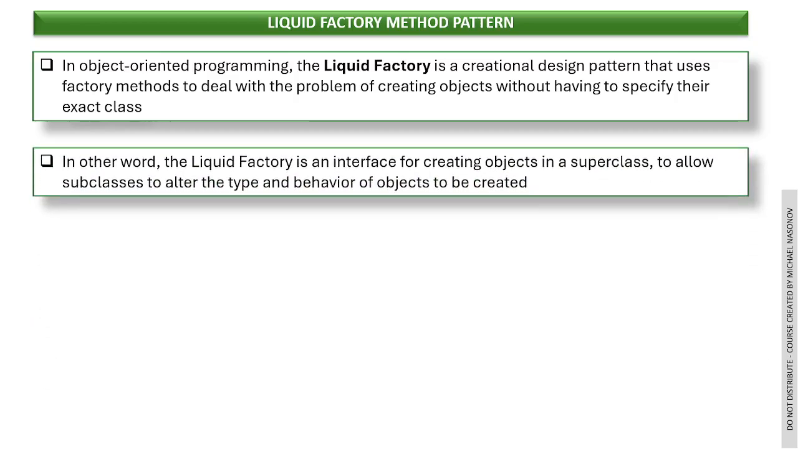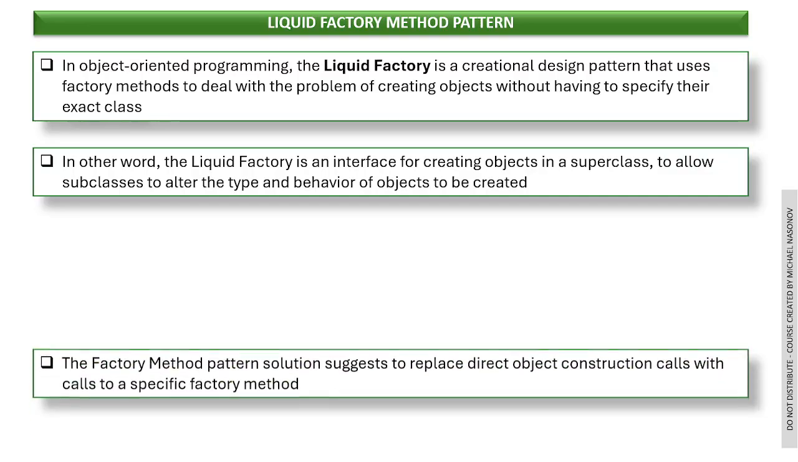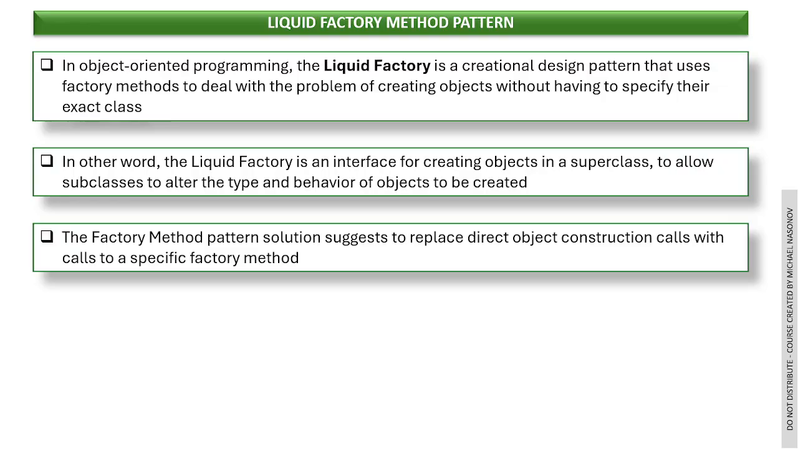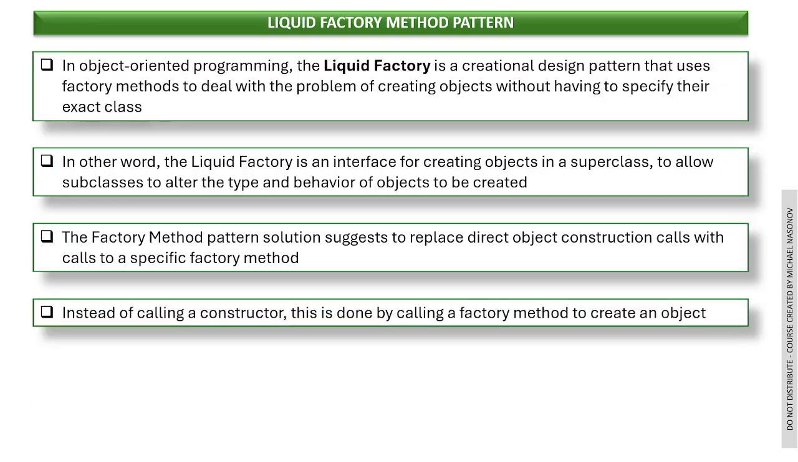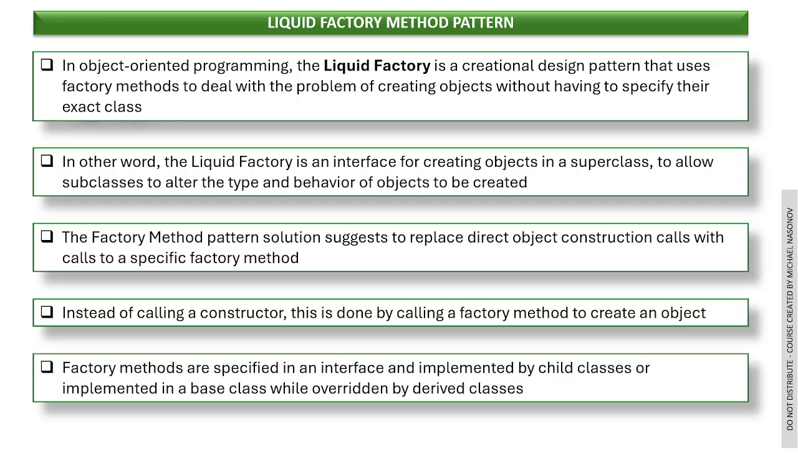In other words, the Liquid Factory is an interface for creating objects in a superclass to allow subclasses to alter the type and behavior of objects to be created. The factory method pattern solution suggests to replace direct object construction calls with calls to a specific factory method. Instead of calling a constructor, this is done by calling a factory method to create an object. Factory methods are specified in an interface and implemented by child classes, or implemented in a base class while overridden by derived classes.